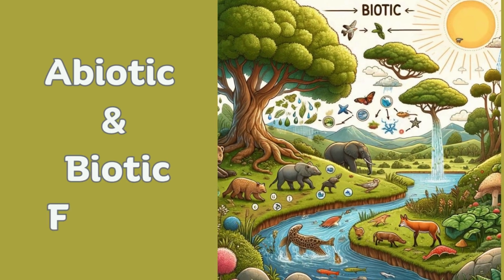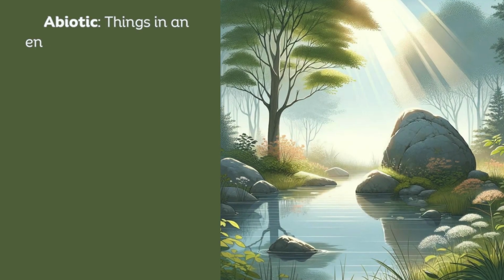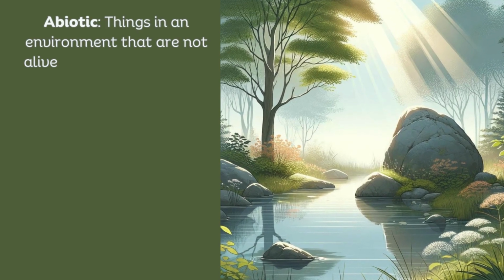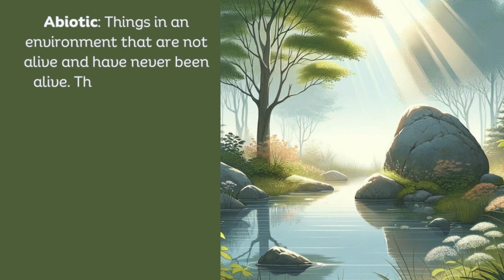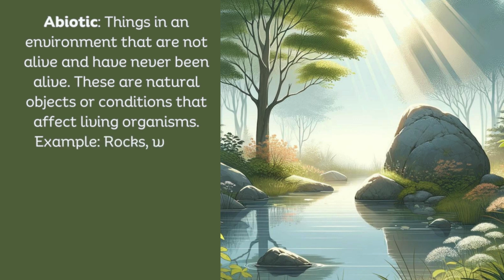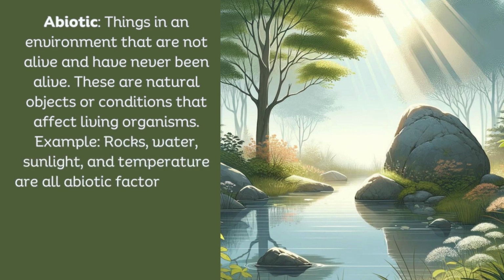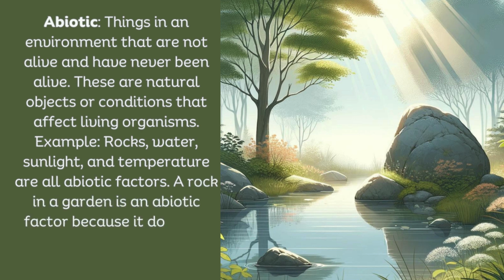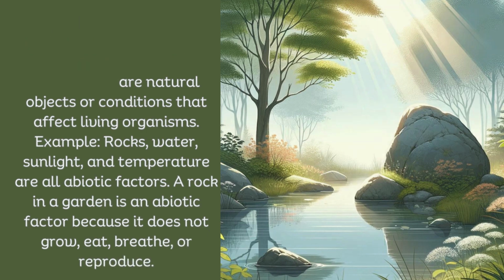Abiotic and biotic factors. Abiotic. Things in an environment that are not alive and have never been alive. These are natural objects or conditions that affect living organisms. Example: rocks, water, sunlight, and temperature are all abiotic factors. A rock in a garden is an abiotic factor because it does not grow, eat, breathe, or reproduce.